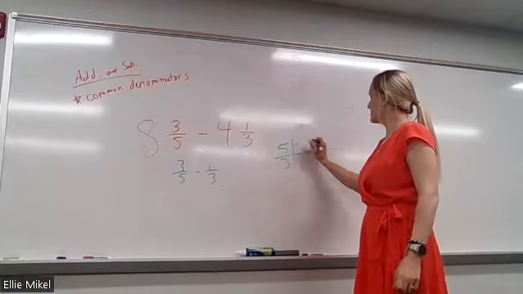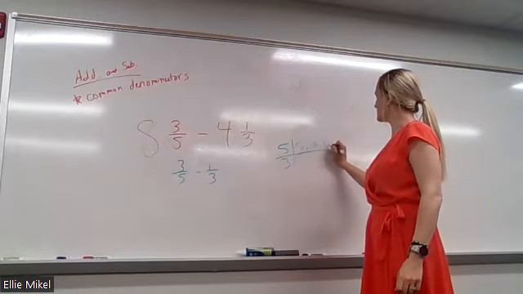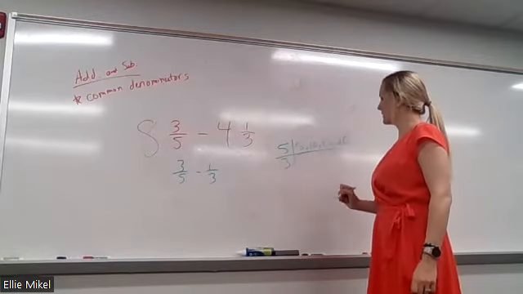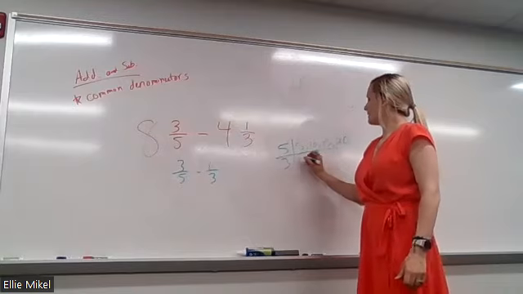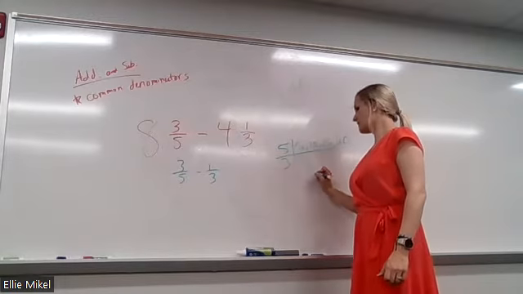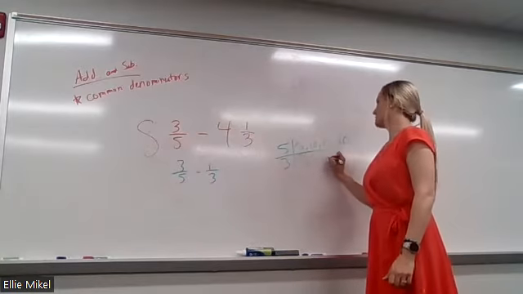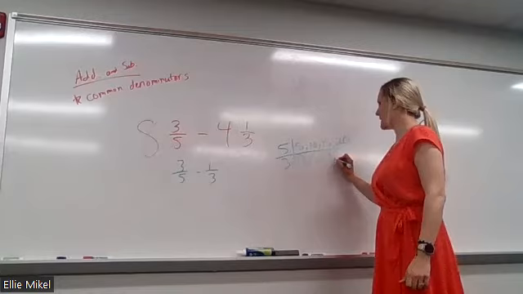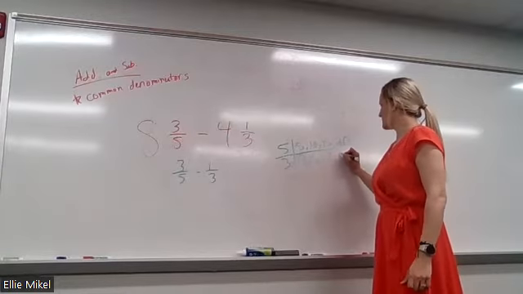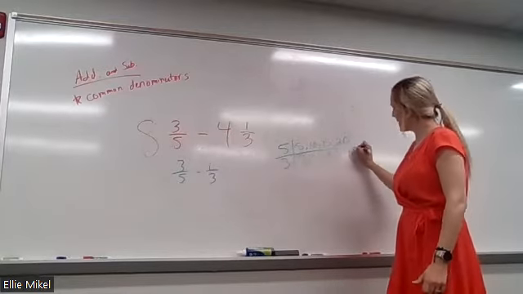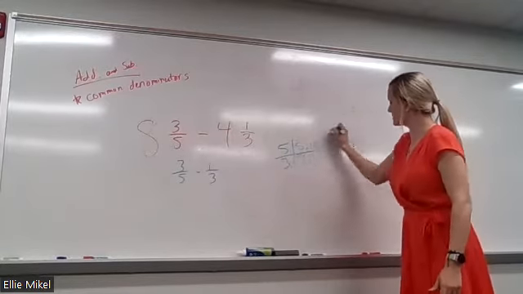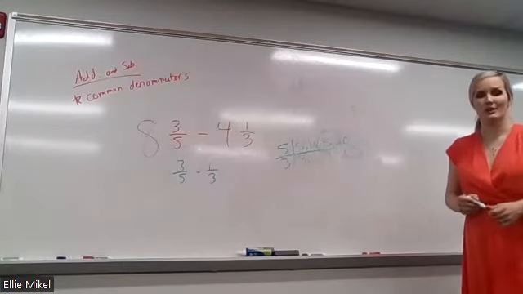5 times 1 is 5, 5 times 2 is 10, times 3 is 15, times 4 is 20. Let's stop and let's look at 3. 3 times 1 is 3, 3 times 2 is 6, 3 times 3 is 9, 3 times 4 is 12, 3 times 5 is 15.